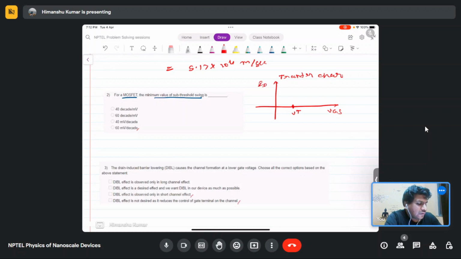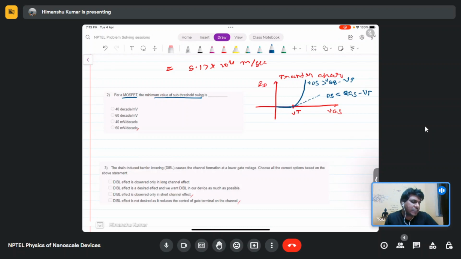Up to Vt, the channel is not formed, so a very small current flows. But as we cross Vt, the inversion layer channel forms, and the current starts to increase, parabolically, or in the linear region it starts to increase linearly. This is for VDS in the linear region, where VDS is less than VGS minus VT, and in this other region VDS is greater than VGS minus VT.